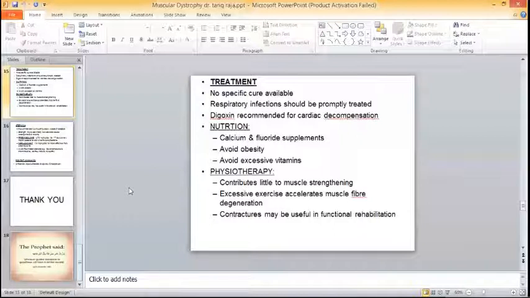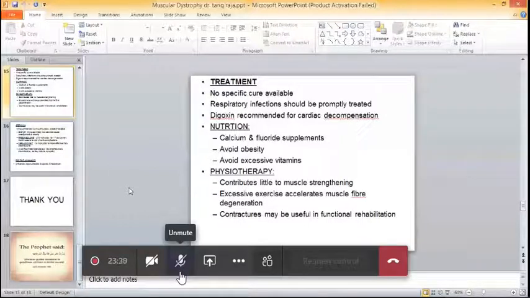Physiotherapy contributes little to muscle strengthening, but it has some role. Excessive exercises accelerate muscle fiber damage. So you would not advise excessive exercise to the patient, and contracture release may be useful in functional rehabilitation.